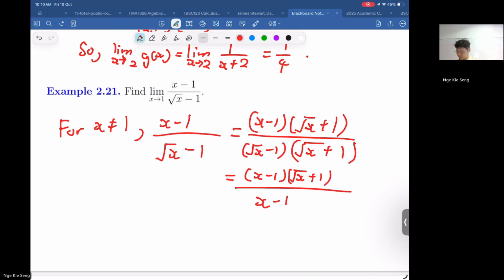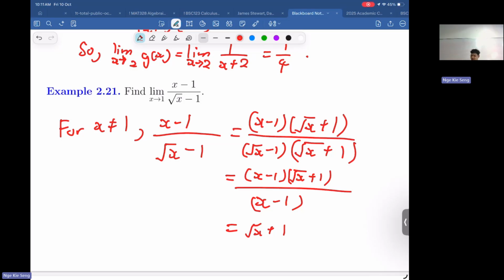What's this? x minus 1. Okay. Wow, this also works, huh? So if x is not equal to 1, you still can cancel out x minus 1 where you get square root x plus 1. Just now I made the comment saying that the difference of square doesn't exist here. It's not true. Why is it not true?